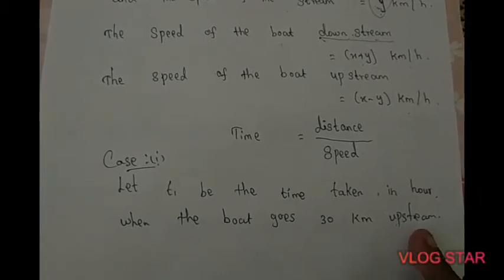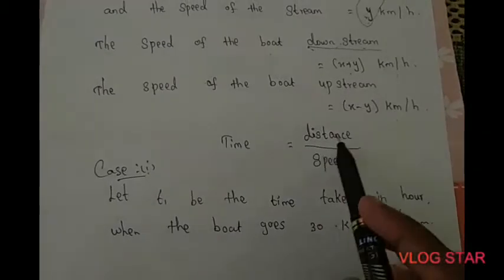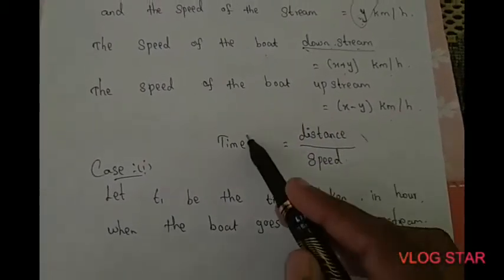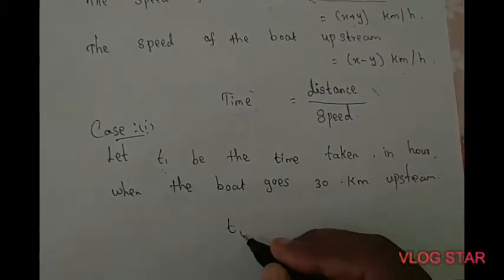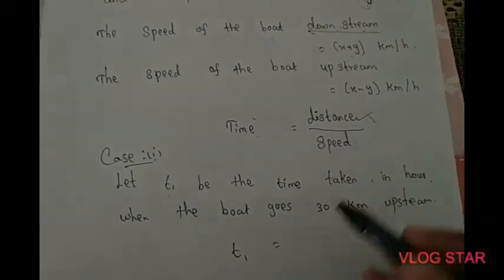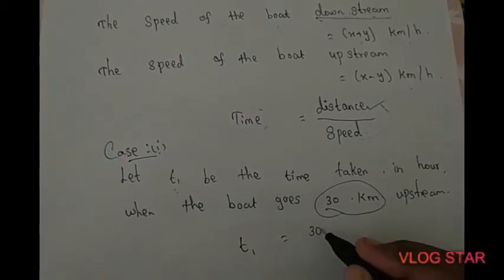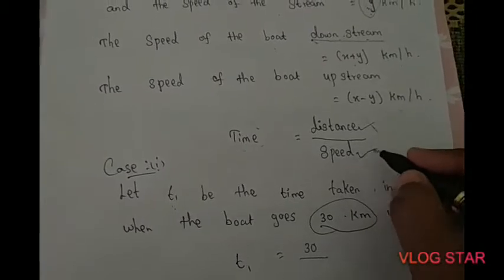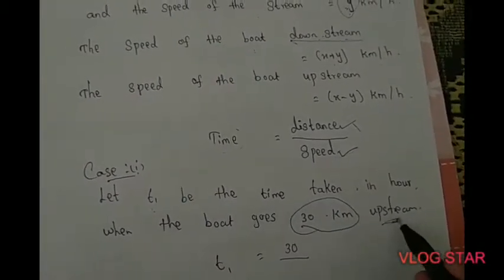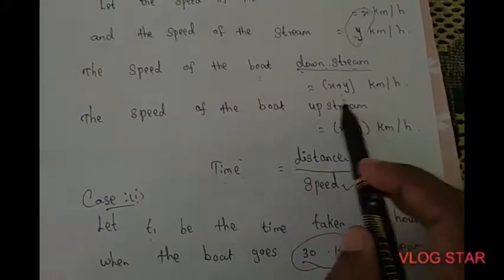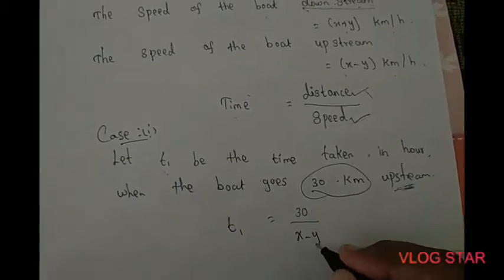Then how will you write the time in this condition? We have already taken the time, so t1 is time equals distance. What is the distance? 30 kilometers is the distance. So we write 30 divided by speed. What is the speed upstream? The speed of the boat upstream is x minus y. So we write 30 divided by x minus y.